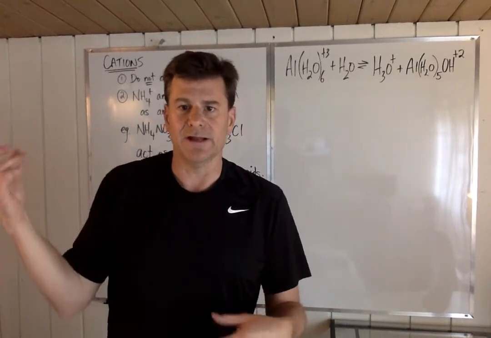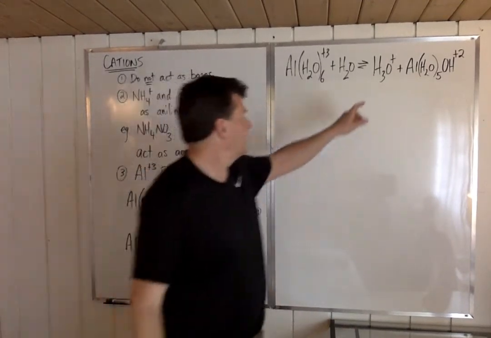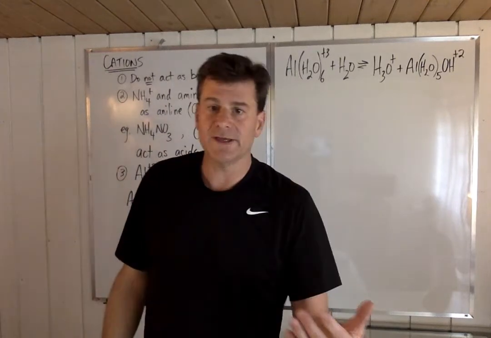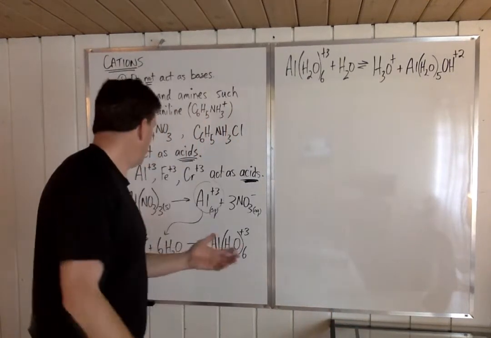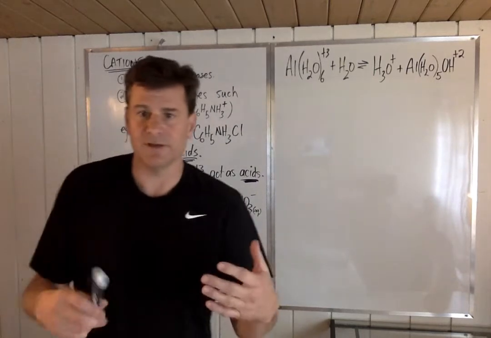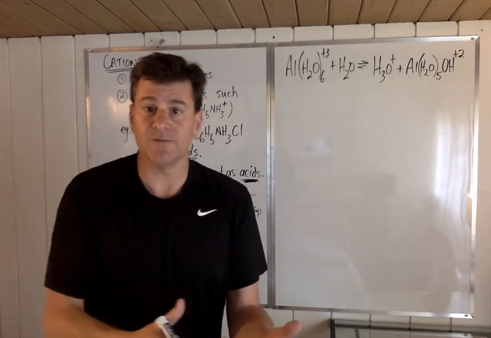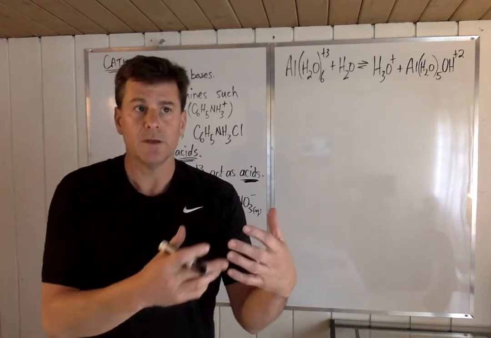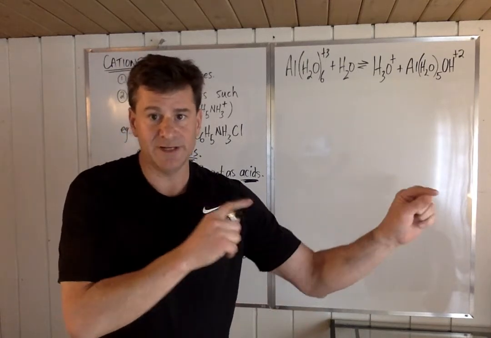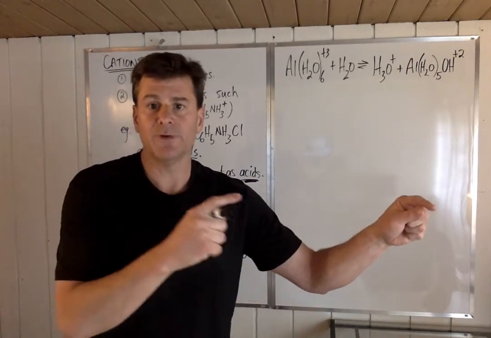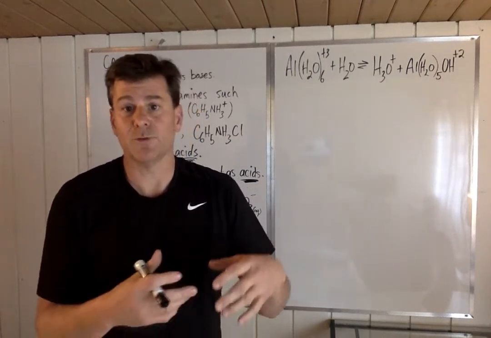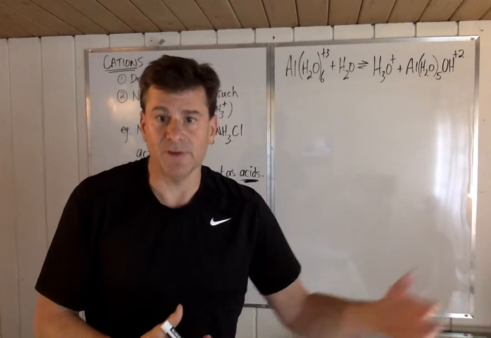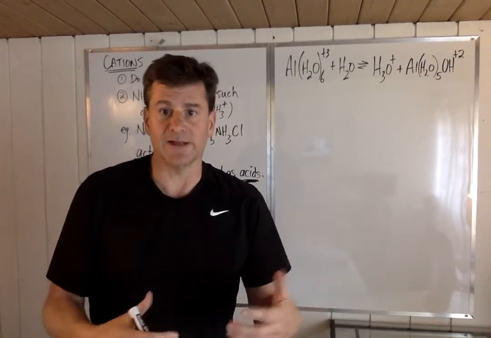And that little thing that it lost was a hydrogen, and it formed hydronium. And so therefore, these complex ions can form acidic solutions. So if you took some aluminum nitrate and dissolved it into water, it would dissociate into aluminum and nitrate. The aluminum would form a hydrated complex ion. The hydrated complex ion would proceed to produce some hydronium. The overall solution would then come out acidic.